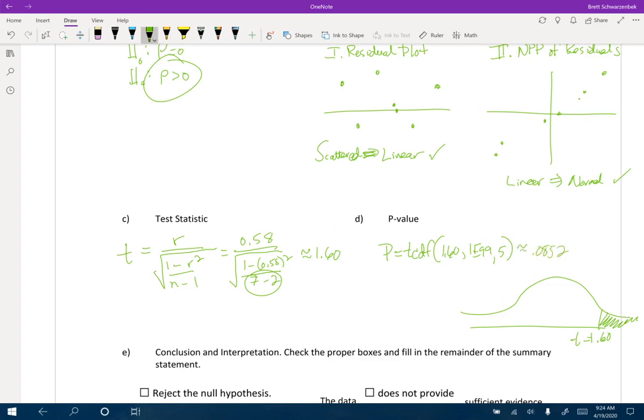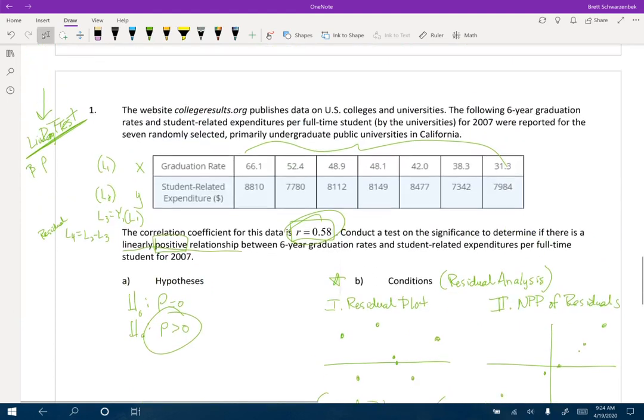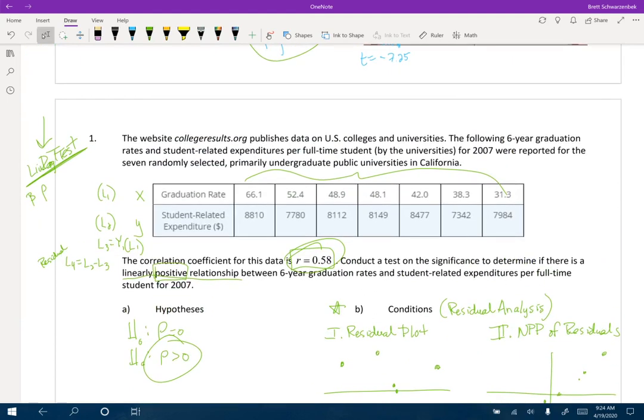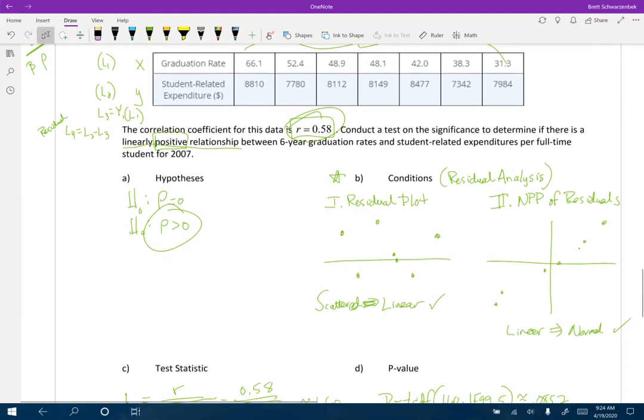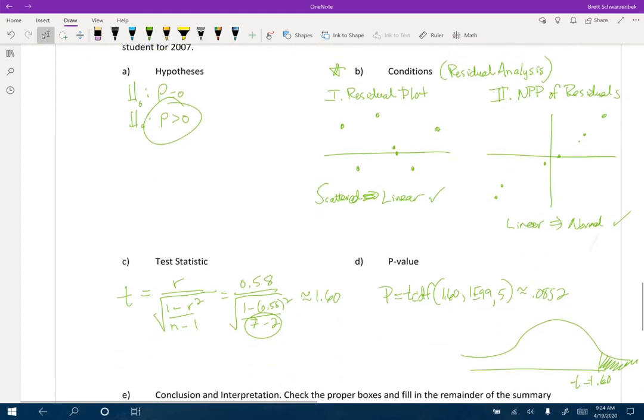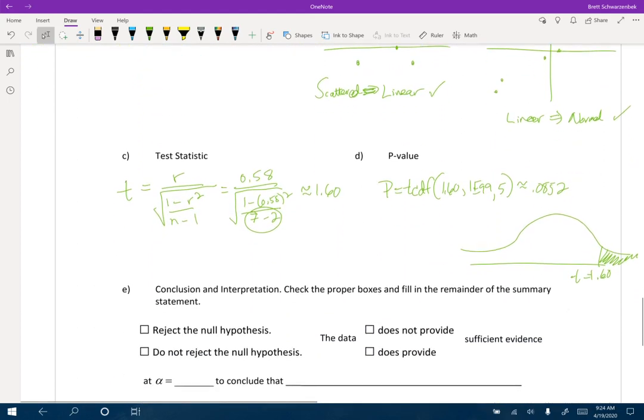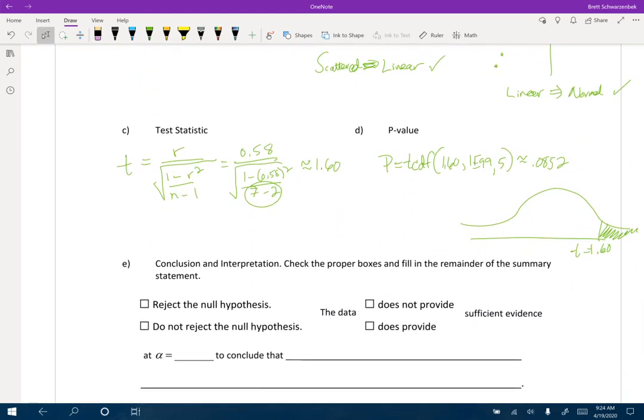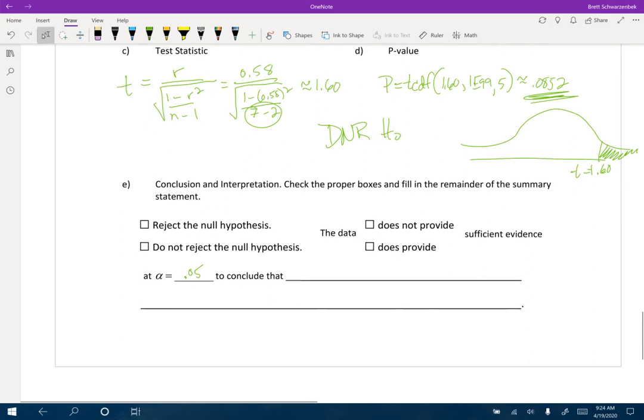Okay, if you look at our example here, you'll notice that they didn't say anything about our significance level from what I see. So if there's no significance level, we assume it's 0.05. In this case, alpha is 0.05. It looks like we do not reject H naught here because this is greater than our value of alpha. So do not reject, which means it does not provide evidence.